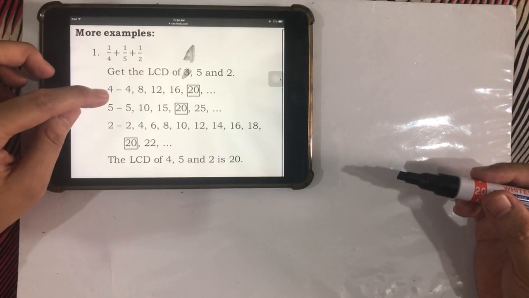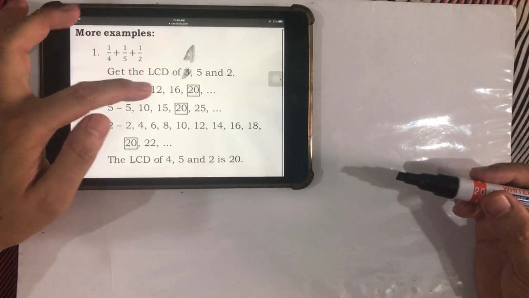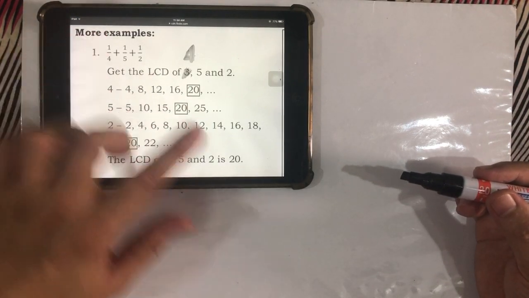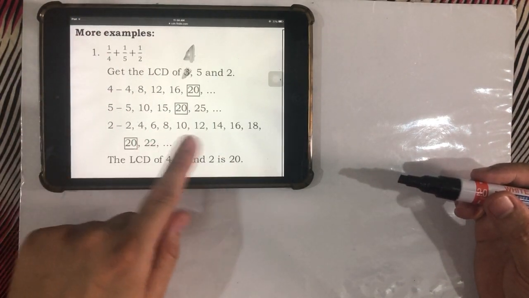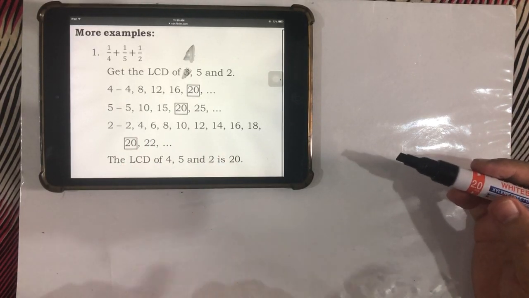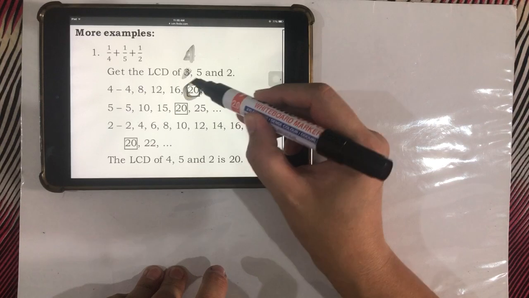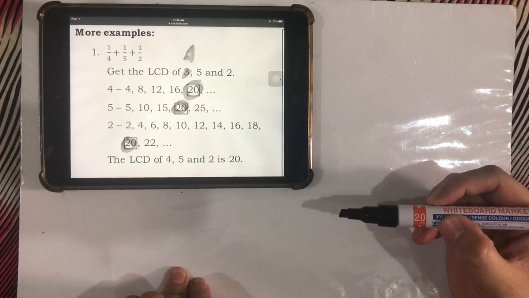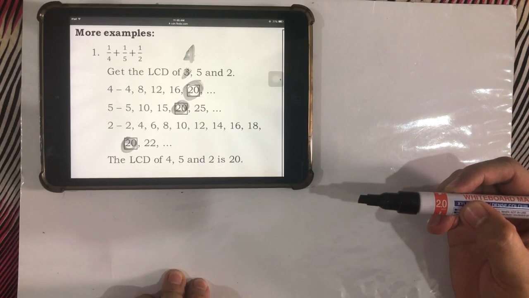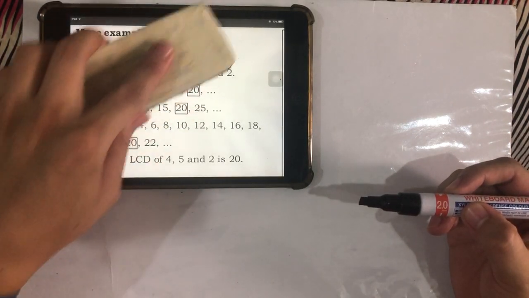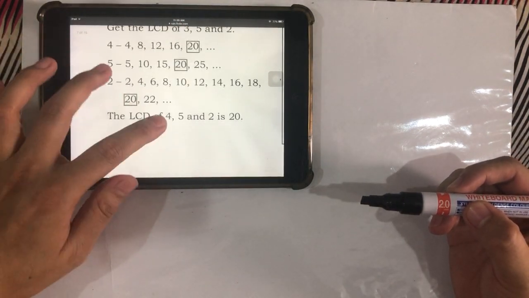So, ito yan. No? So, 4, we get the multiples. 4, 8, 12, 16, 20. Sa 5 naman, 5, 10, 15, 20, 25. Sa 2, 2, 4, 6, 8, 10. Hanggang sa, nakarating siya sa 20. Kita natin na yung 20, siya yung unang number na naging pare-pareho yung ating numbers or denominators. So, that means 20 ang magiging bagong denominator nila. Okay?